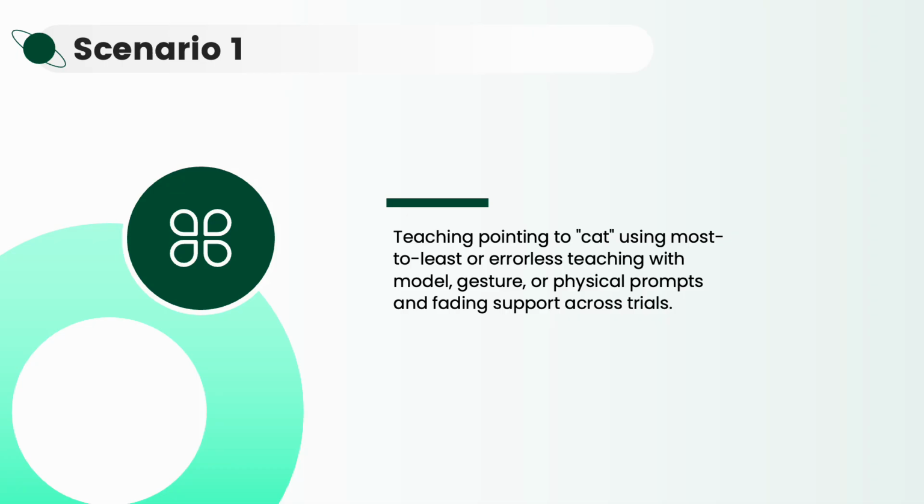Teaching point to cat using most to least prompting with model, gesture, or physical prompts and fading support across trials. All right, here's the situation. We're teaching a learner to point to cat. We are using most to least prompting. My first question for you, why are we using most to least here?